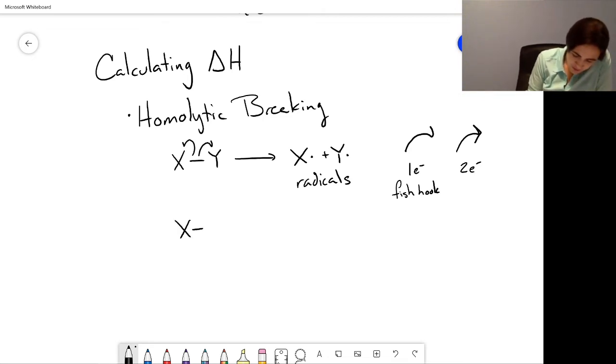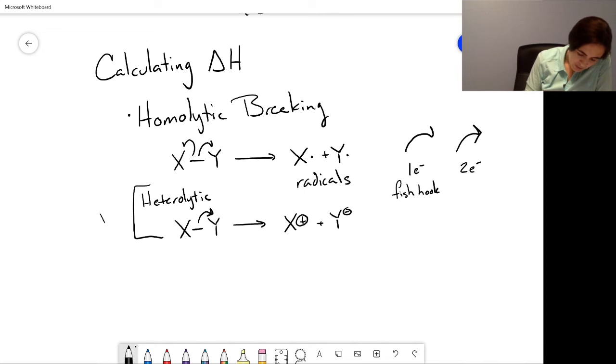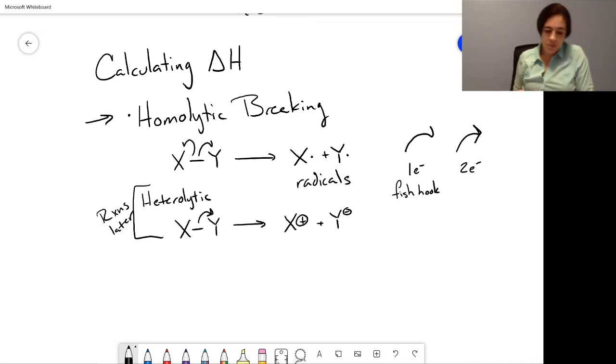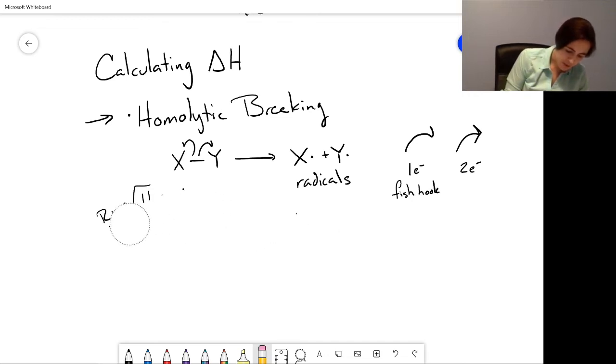The other that we'll see later on is giving two electrons to one atom. This is heterolytic breaking. So you're breaking the bond heterolytically, so unevenly. This we will get to in reactions later. Homolytic breaking is what we're going to focus on when we're dealing with delta H's. So I'll erase that for now. It's just kind of good to know.